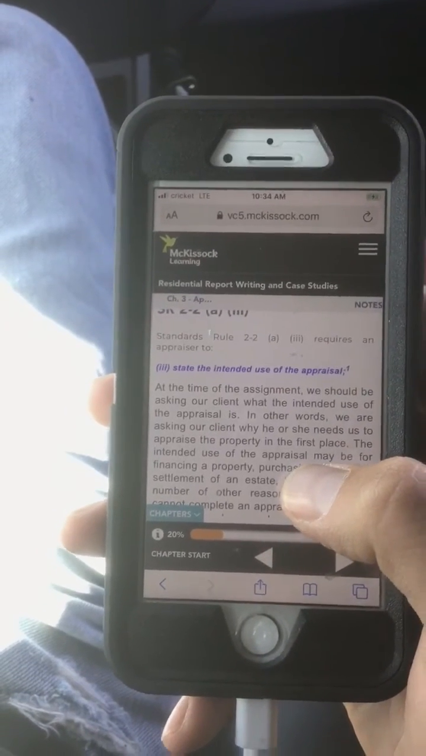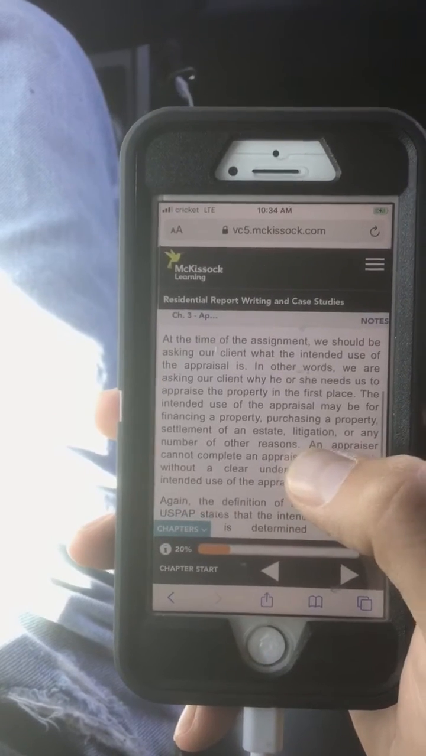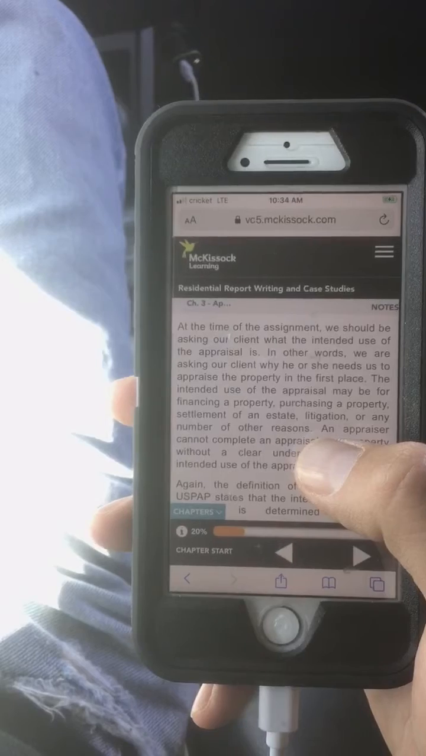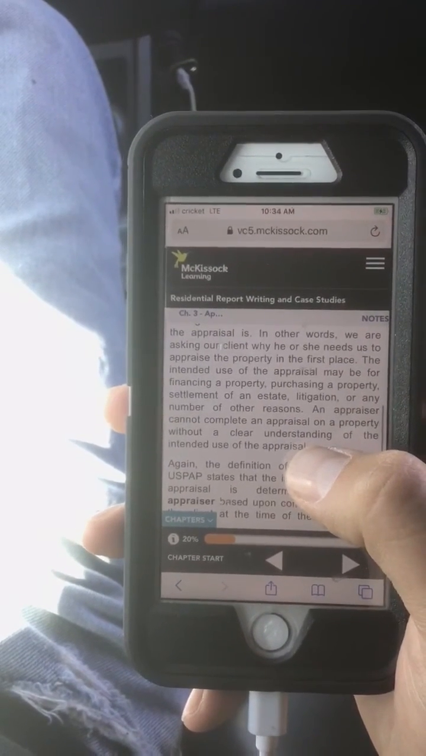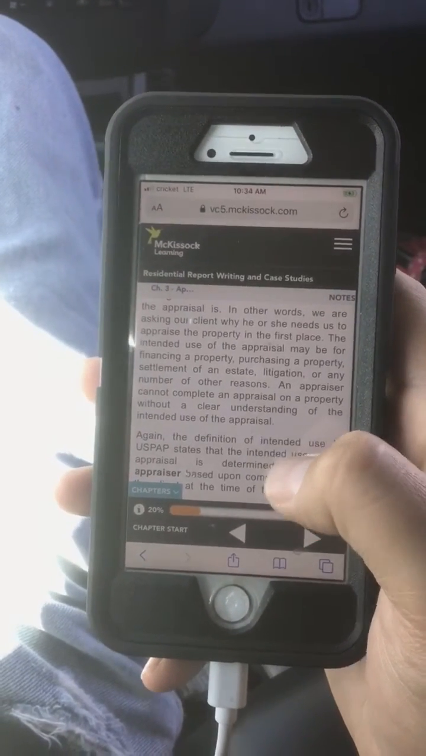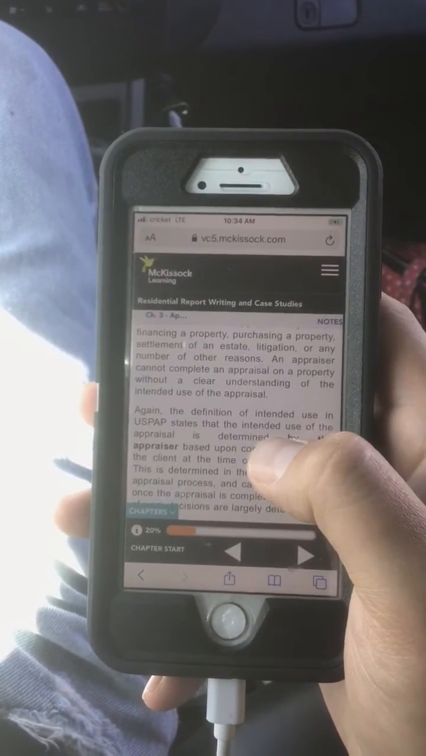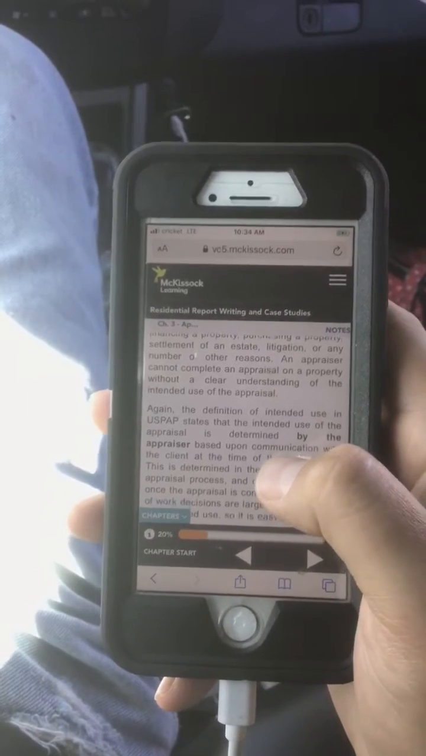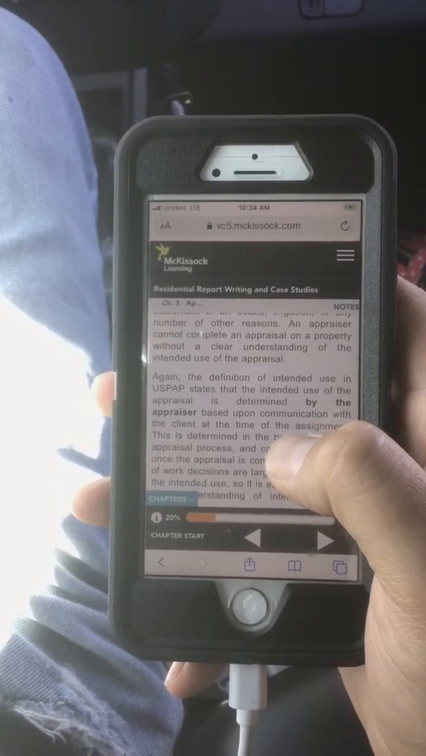It requires an appraiser to state the intended use of the appraisal. At the time of the assignment, we should be asking our client what the intended use of the appraisal is. In other words, we are asking our client why he or she needs us to appraise the property in the first place. The intended use of the appraisal may be for financing a property, purchasing a property, settlement of an estate, litigation, or any number of other reasons.